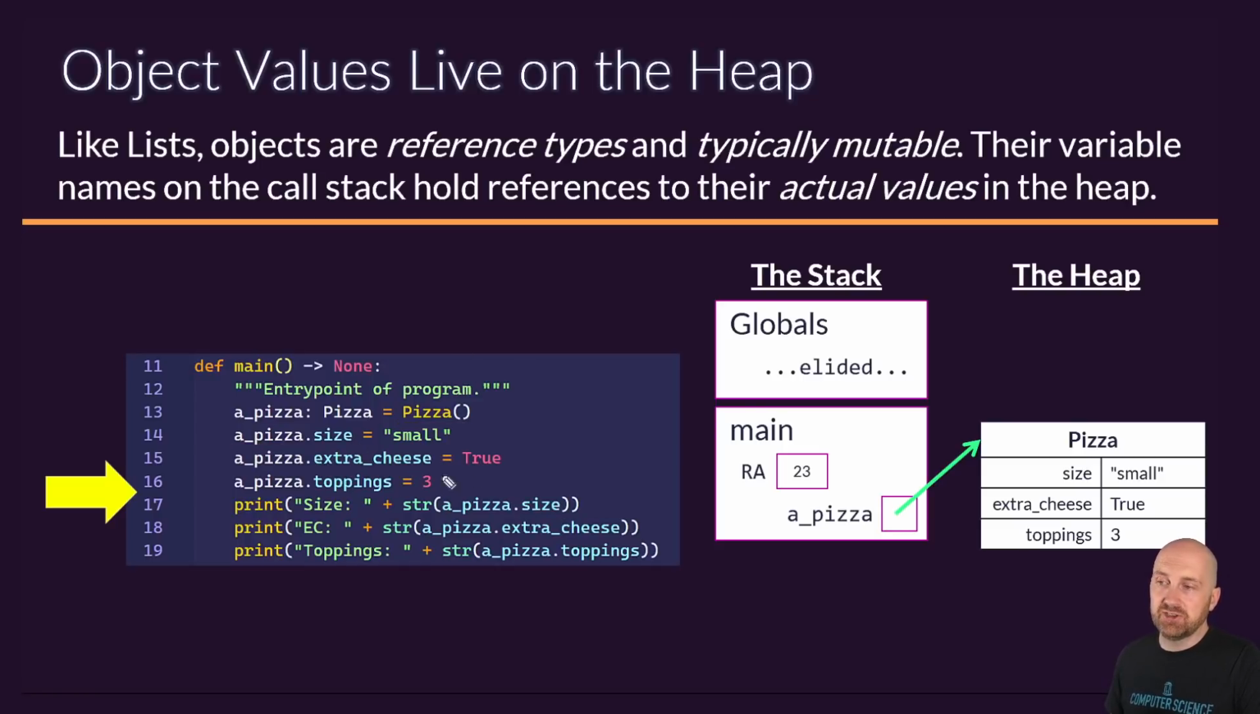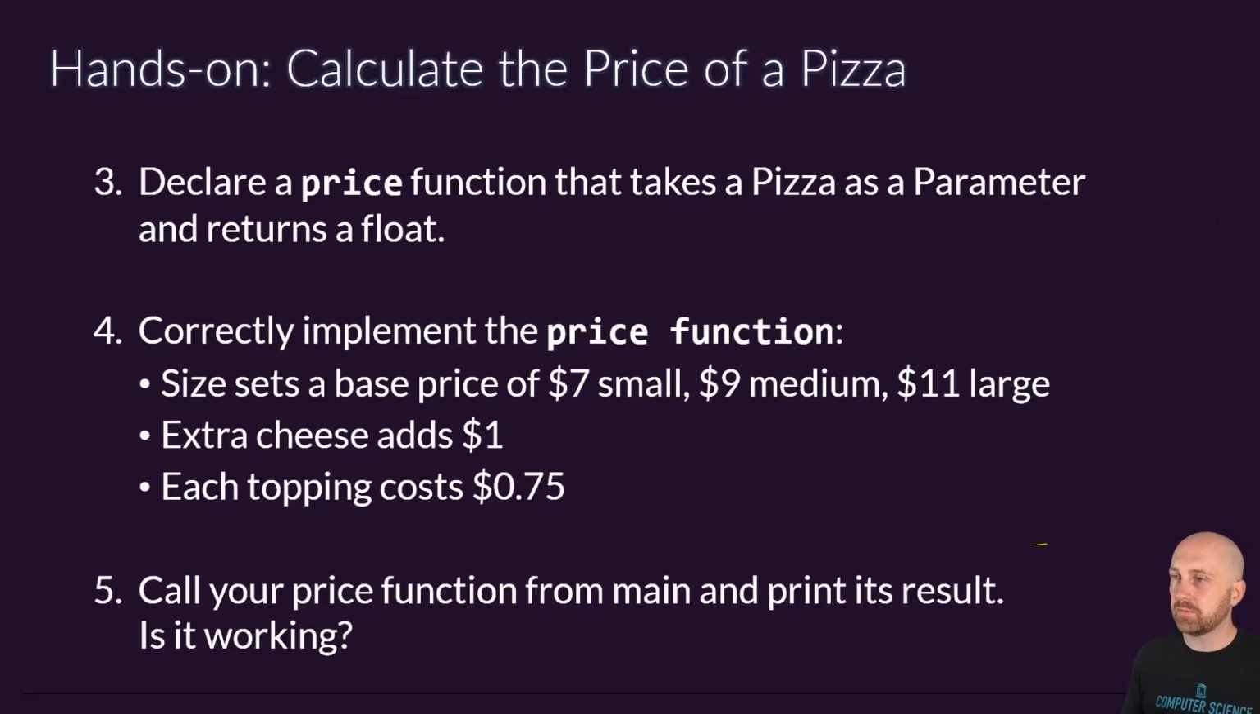Same concept with extra cheese and toppings. So when we go to print these values out, each of those accesses will look at, for example, apizza.extracheese. The dot is following our arrow, and we're always following an arrow when we see the dot operator used in this way. We see that we've arrived at a pizza object, and now we're looking for its extra cheese attribute, and we can see that that's true. So that's the idea of how an object is represented on the heap.